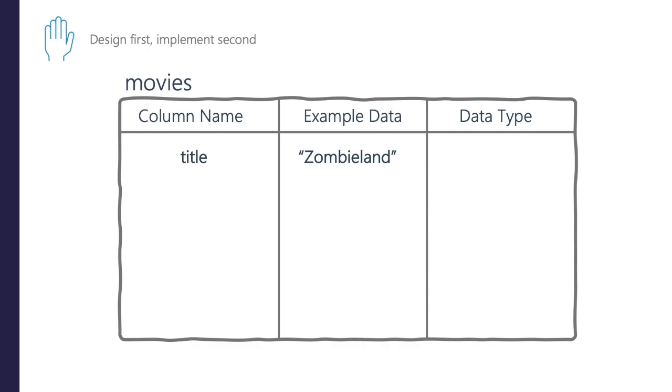But string is a Java or JavaScript concept. So in MySQL, we actually call this a varchar, or a variable character, that is set to a specific limited amount of characters. In this case, 120. Therefore, our movie title can't be more than 120 characters.